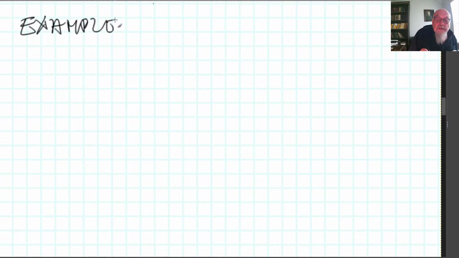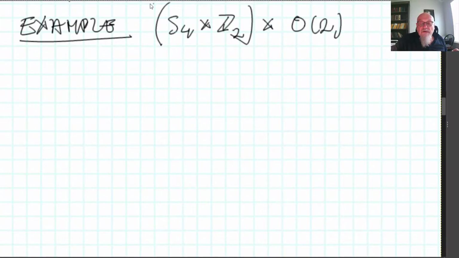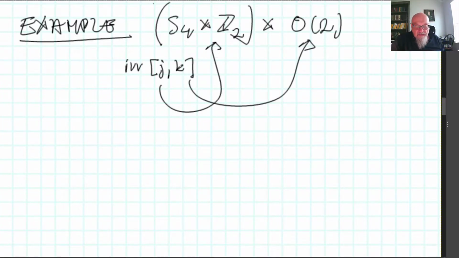So my next example is S4 times Z2. This is my first, and the second one is O2. And now we remember how it works. We'll have the irreducible representations with two indices. The first one will be J, and the second one will be K. K will correspond to the irreducible representations of O2. J will correspond to the irreducible representations of S4 times Z2.